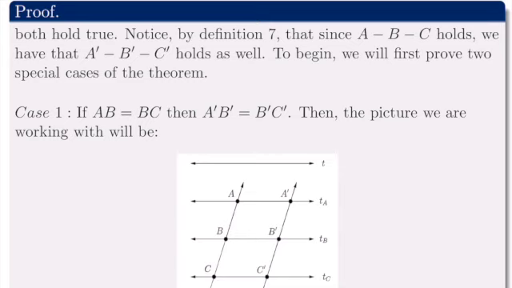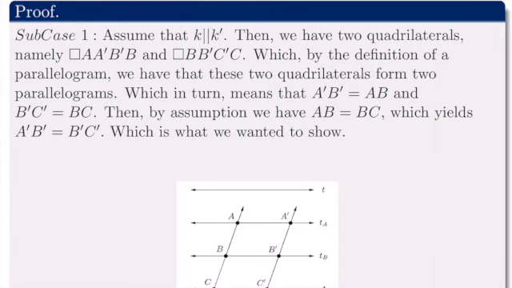So to begin our proof, we're first going to prove two special cases of the theorem. We begin with Case 1. Let us suppose the distance between A and B is equal to the distance between B and C, then this would imply that the distance between A prime B prime is equal to B prime C prime. So then again, the picture that we're working with is this one that we have seen multiple times so far. All right, so we have two cases, and let's take the first subcase of Case 1.